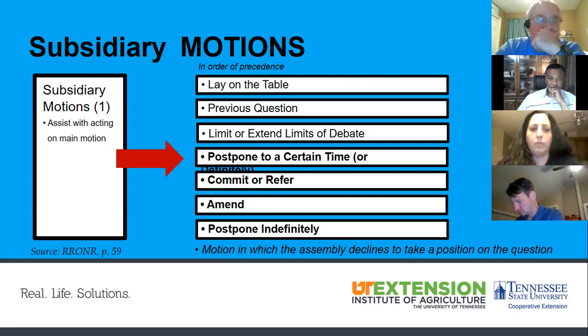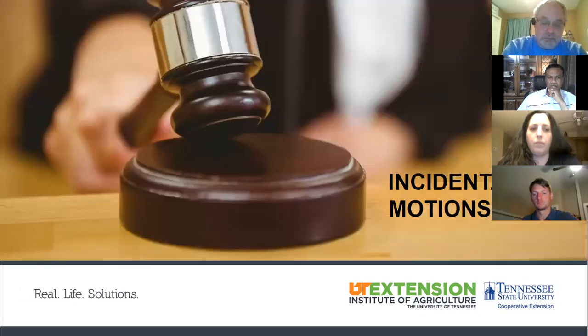And if that motion to postpone indefinitely passes, then that motion just sort of goes away and we did not take action on it. So we're not going to give $1,000 to the Children's Hospital, and we also didn't vote to give them $1,000. So it helps the group make a decision without hurting feelings or making the motion go away. So those are the subsidiary motions in order of rank.